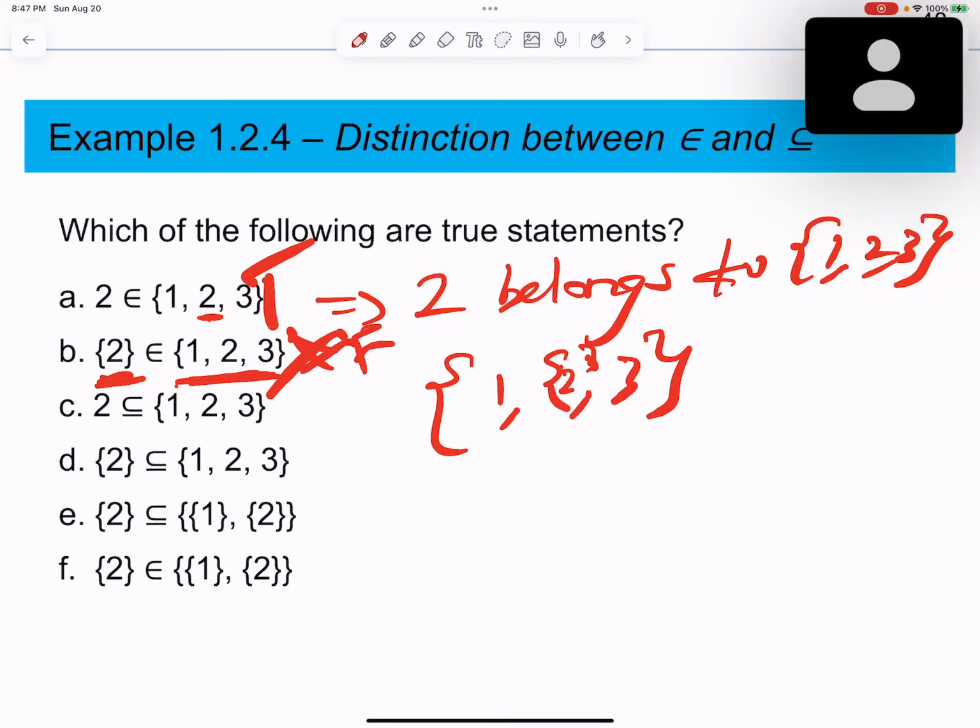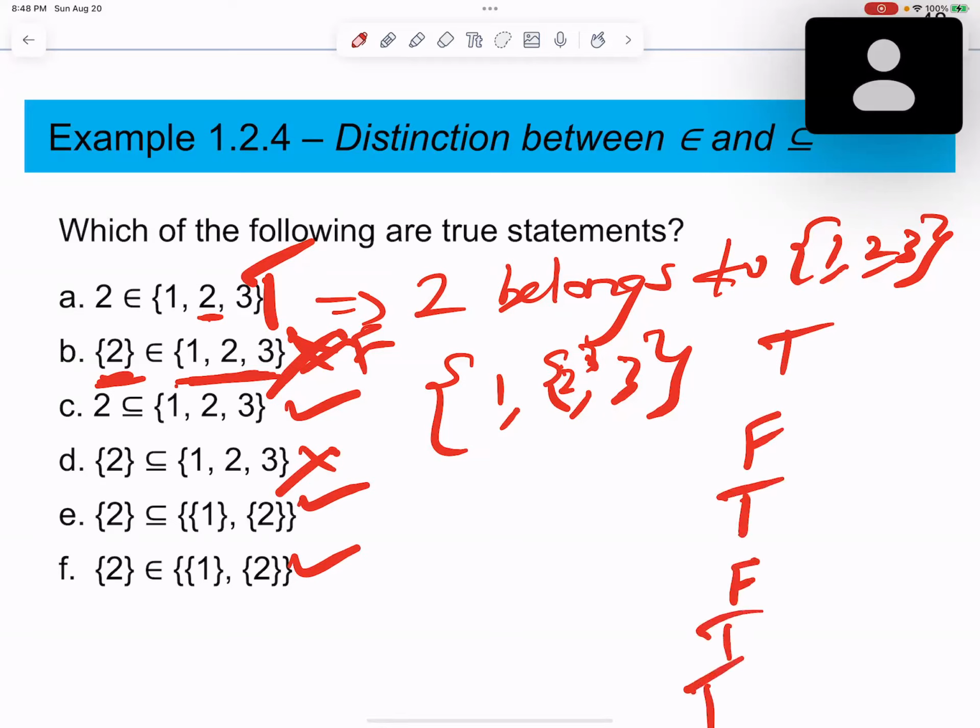2 is a subset of this. That is right. This is not a subset of that. So yeah, this is right. And this is right. So we have true, false, true, false, true, true. So 2 are false and 4 are true.